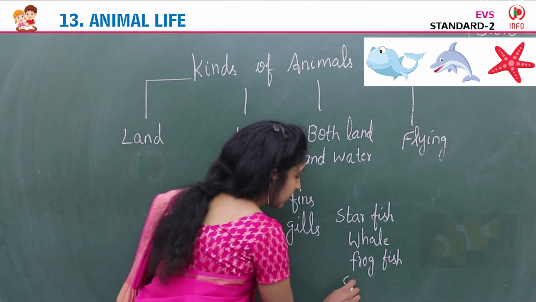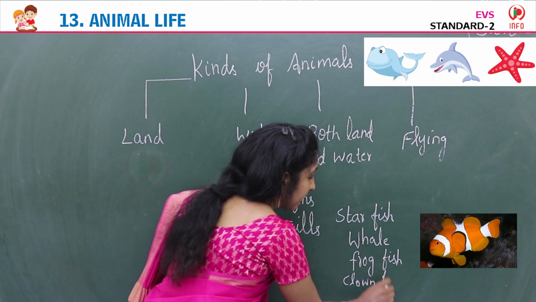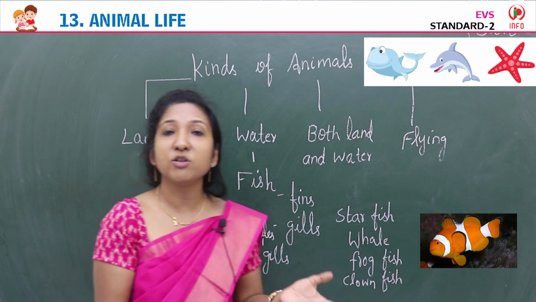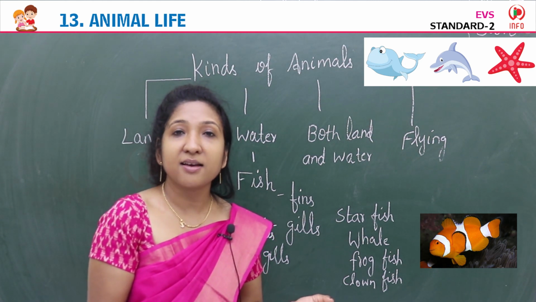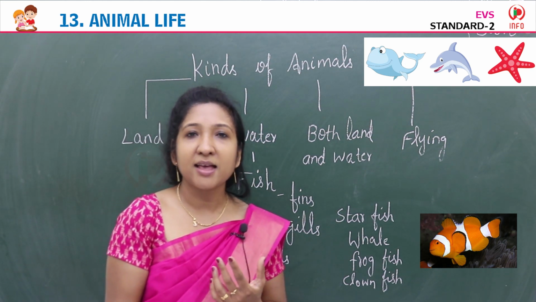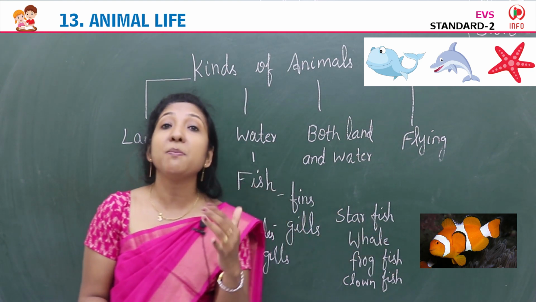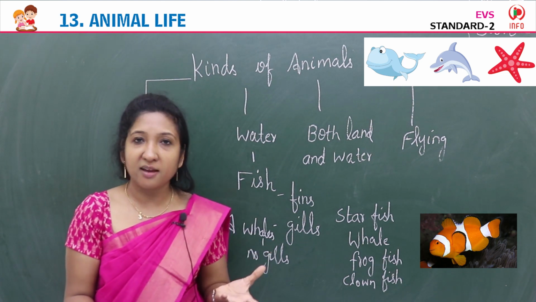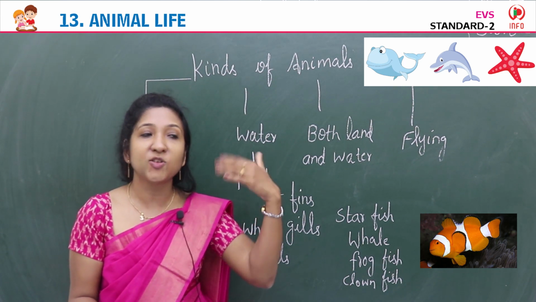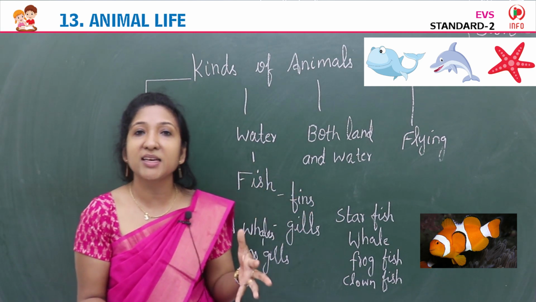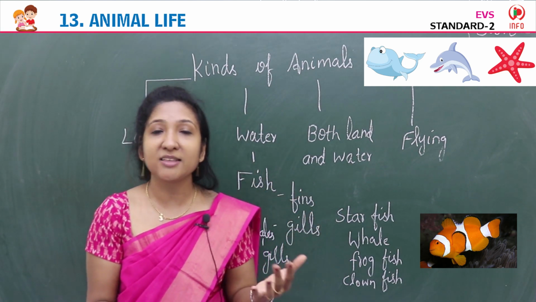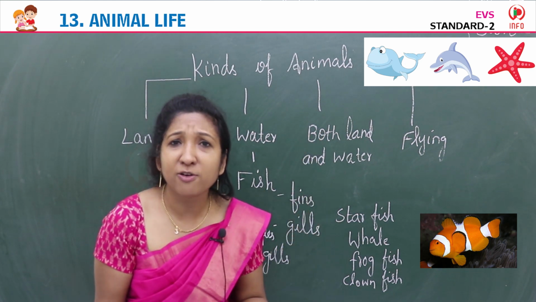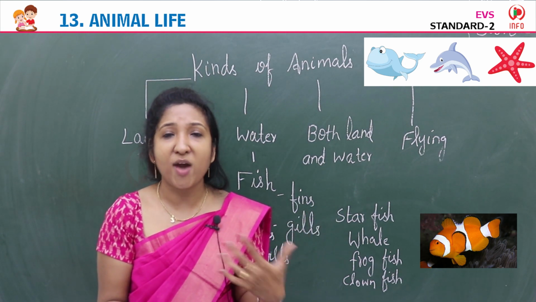Then clownfish. Clown, C-L-O-W-N. Clownfish looks like a clown. Who is a clown? You can see a clown in a circus. The person who makes the people laugh in a circus, that is a clown, a joker. Have you seen his dress, how he dresses and comes in the circus? He does so many funny things to make people laugh. That is a clown. His dress is full of colors, isn't it? Full of colorful dress he wears.